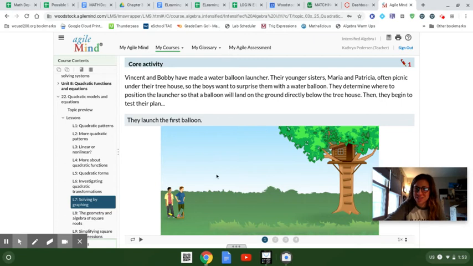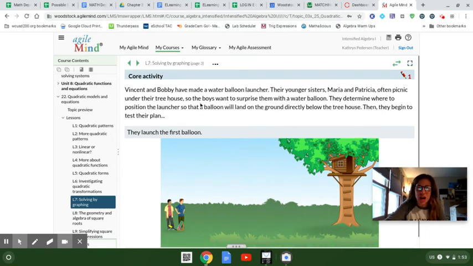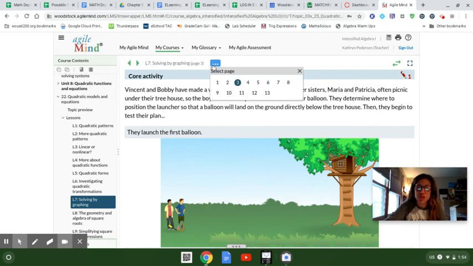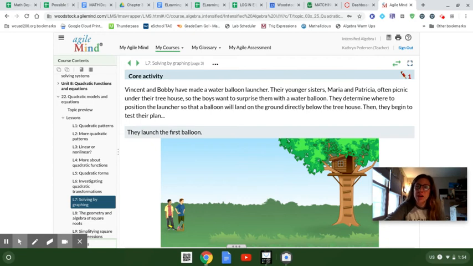Your front page of Lesson 7 will look a little bit different. I'm already on page 3 within that lesson. To get to page 3, you're going to hover over those 3 dots, and then you can click right there on page 3. You'll also want a graphing calculator.